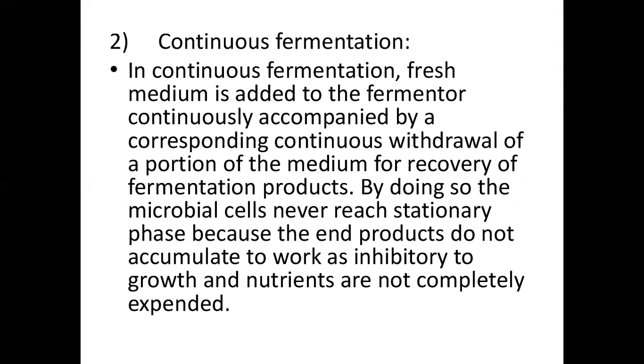In continuous fermentation, so submerged fermentation is of three types. One is batch fermentation, second is fed batch fermentation, and the third one is continuous fermentation. Now we have understood batch fermentation, which is the closed culture system, and the second one is fed batch fermentation, which is a small variation from the batch fermentation where the nutrients are added at particular intervals in the fermentation process to increase the productivity of the desired products.